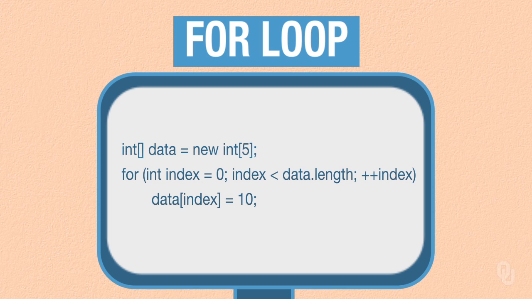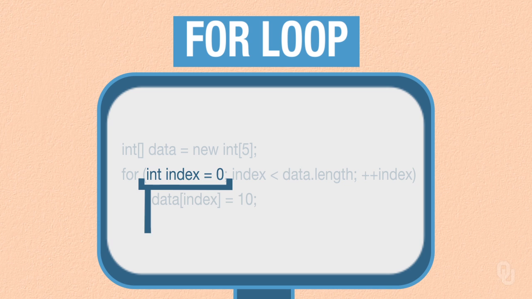int[] data = new int[5]; for (int index = 0; index < data.length; index++) data[index] = 10; The syntax for a for loop is not as obvious as a while loop. The for loop has 3 areas between parentheses, separated by semicolons.